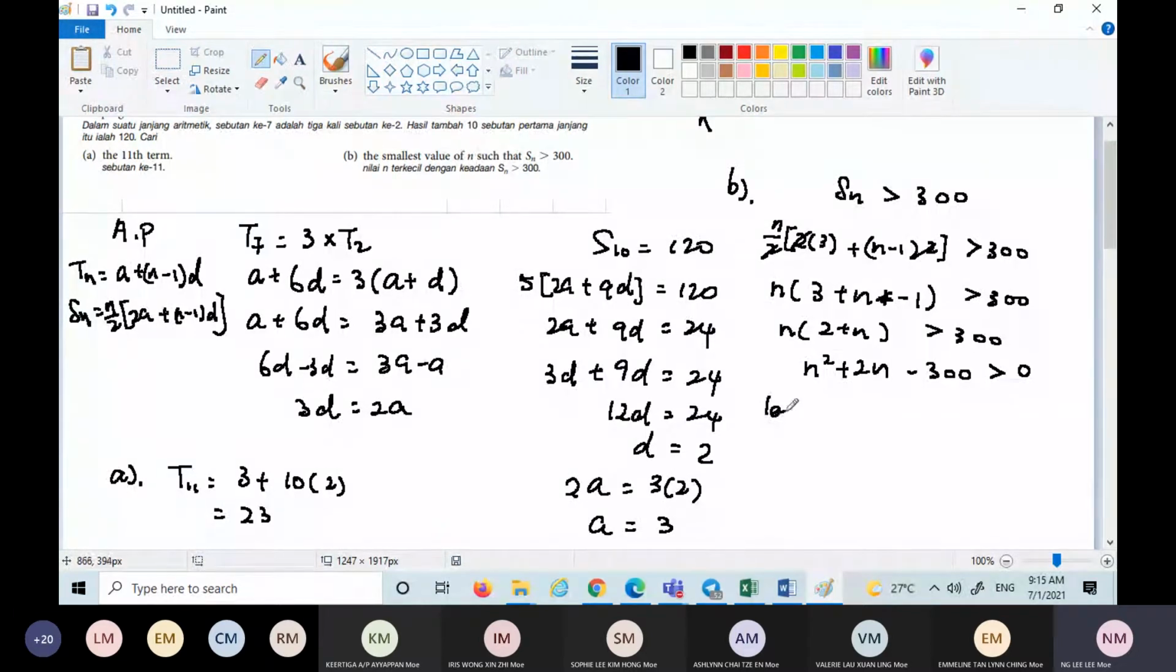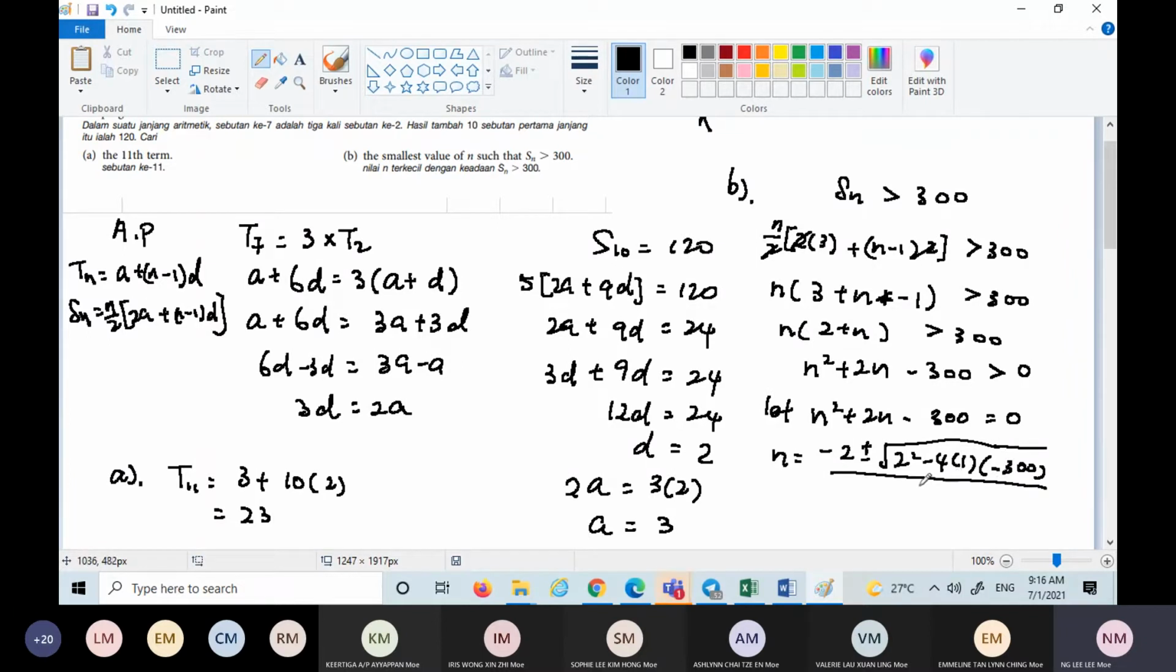So you got to let the expression equal 0, then you use the quadratic formula. What's the formula already? Negative b, so minus 2, plus or minus the square root of b squared, so 2 squared minus 4 times a, where a is 1 and c is minus 300, over 2a, so over 2 times 1 is 2.